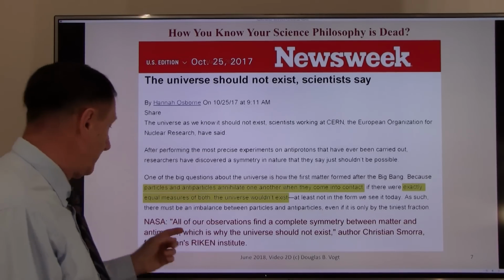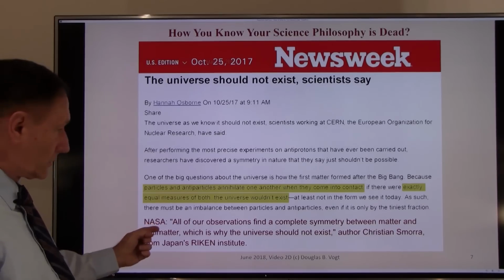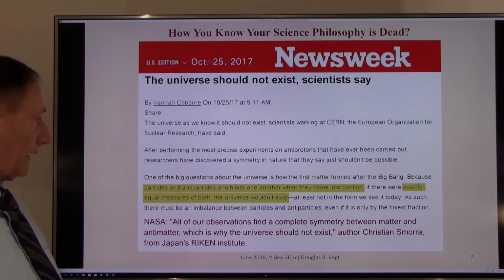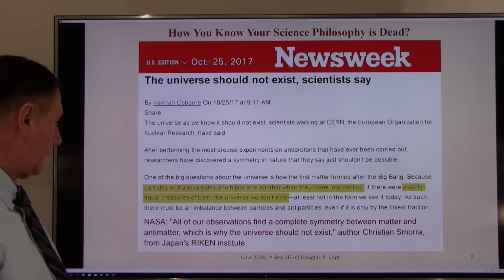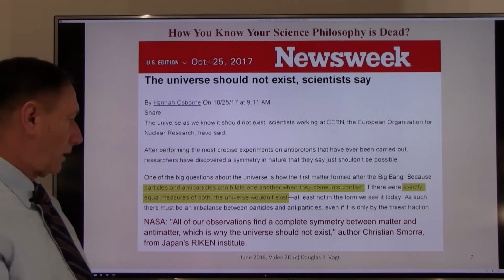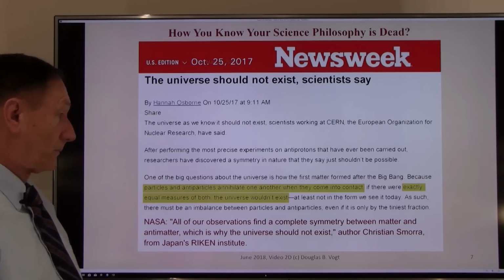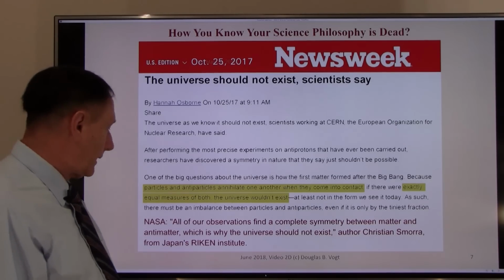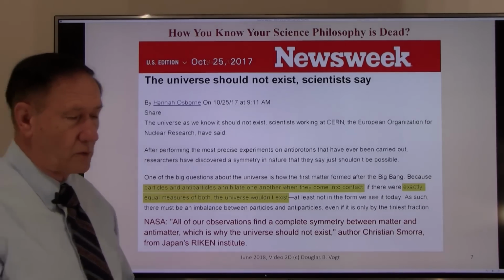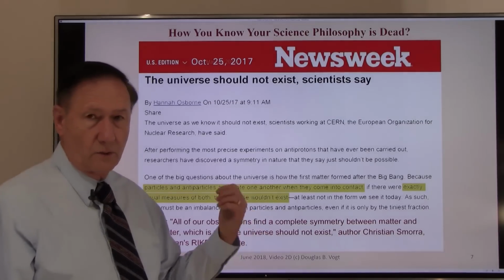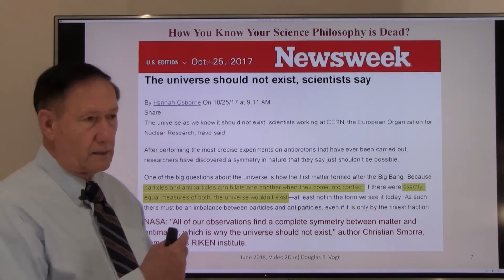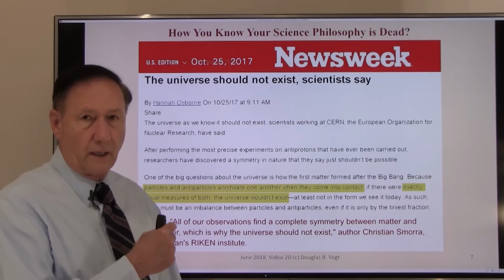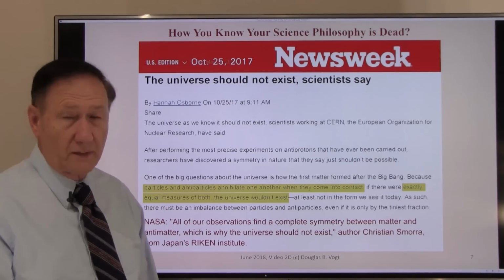This quote came from this guy. It was a NASA release. I read it. All of our observations find a complete symmetry between matter and antimatter, which is why the universe should not exist. Author Christian Sumora from Japanese Riken Institute. This is also part of the Max Planck Institute and stuff like that.